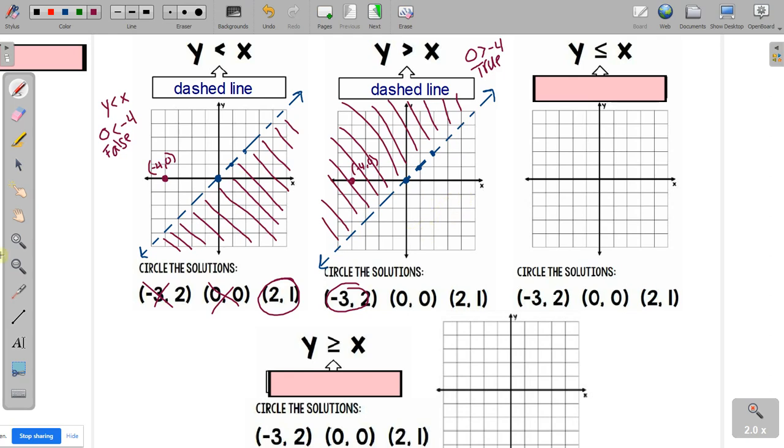Let's look at the next one. We have y is less than or equal to x. So that is a solid line. It's an equal to. So we're going to draw our line with a solid line. So start at the y-intercept, which is 0, and our slope is 1. And it's a solid line. So it's a normal line.